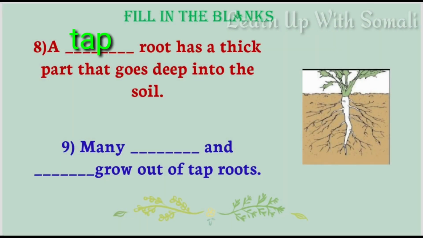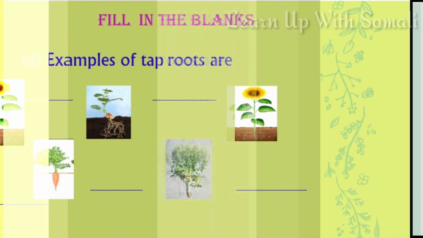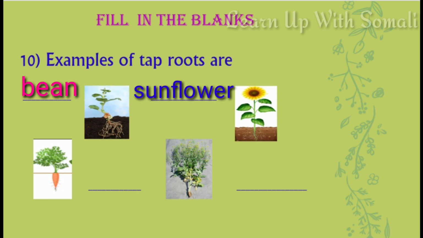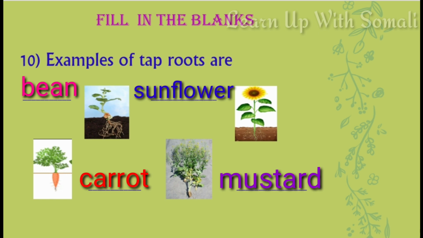Number 8, our taproot has a thick part that goes deep into the soil. My dear kids, you can see in the picture, there is a taproot which is getting deep into the soil. Number 9, many smaller and thin roots grow out of taproots. Number 10, examples of tap roots are number 1, bean, number 2, sunflower, in number 3 you can see a picture of a carrot, and number 4, mustard. All these have tap roots.